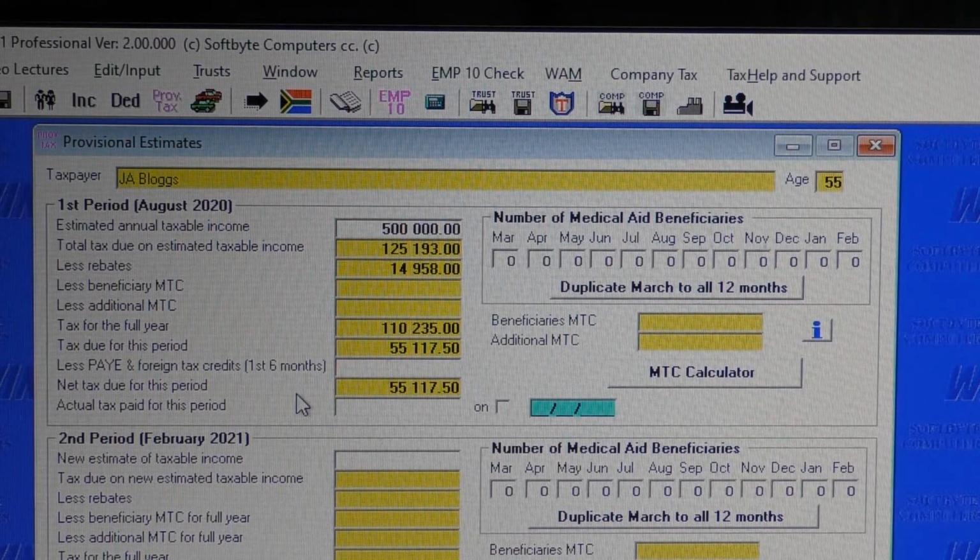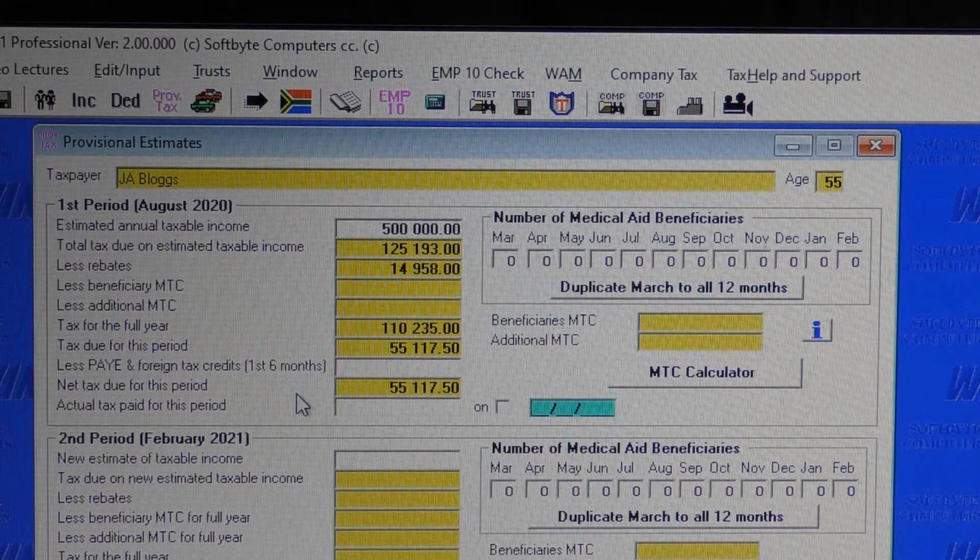You can see that we have to estimate income for the full 12 months of the tax year and pay half the tax due on the full estimated taxable income now. Just as we have to be careful not to underestimate income when doing provisional estimates, as SARS's penalties are severe, if we overpay now, then we could only get that excess amount back in a year's time.